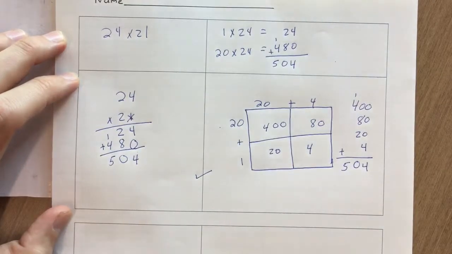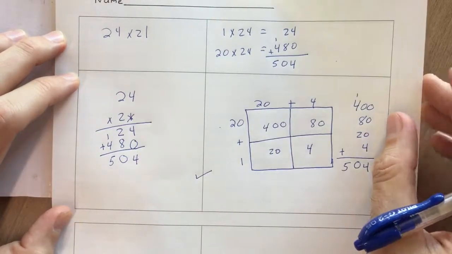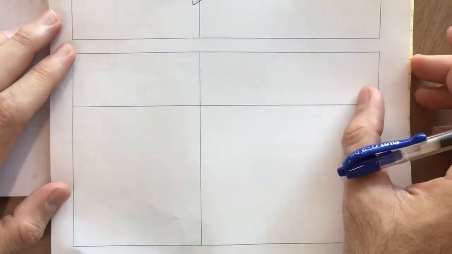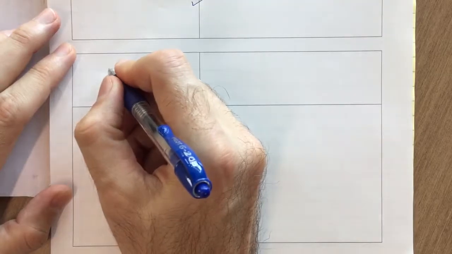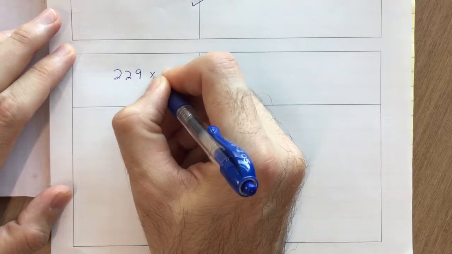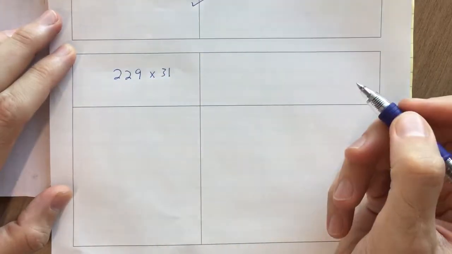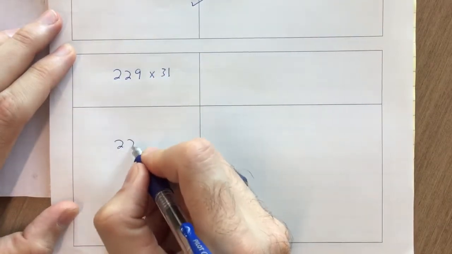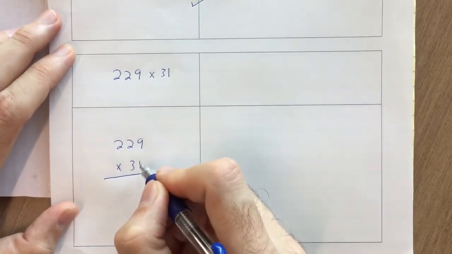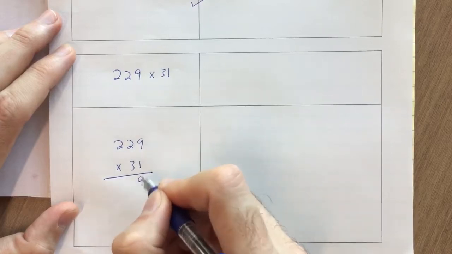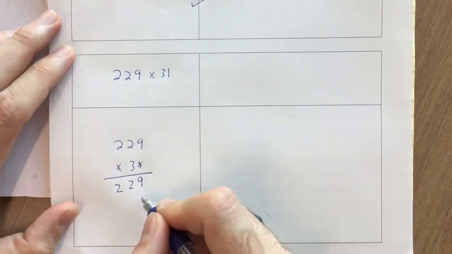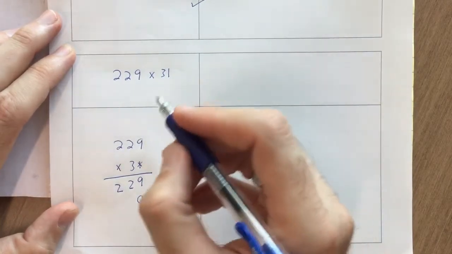Next I'll show you how to do an example using 2-digit times a 3-digit number. So if I had 229 times 31, for example, then I'm going to write 229 times 31. I'm going to start with my ones place, 1 times everything. I'm done with my ones place, so I'm going to drop the 0 for a placeholder.